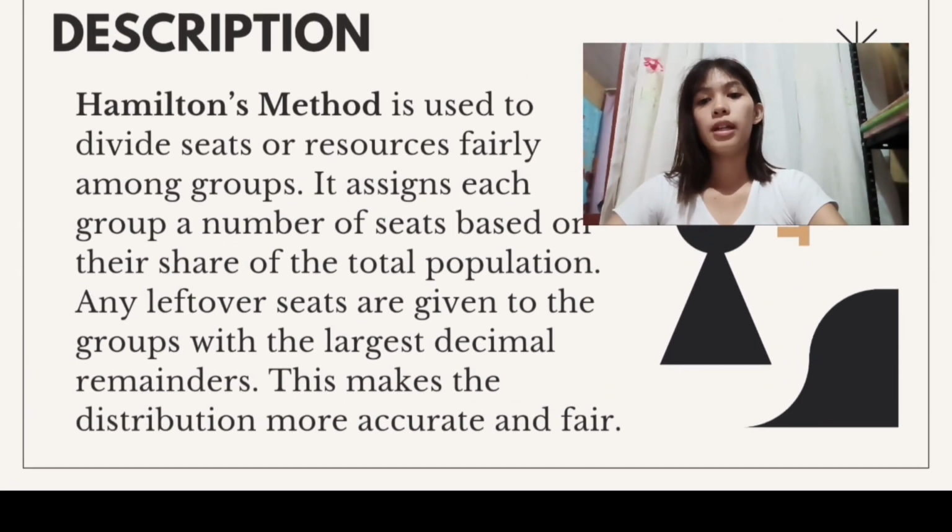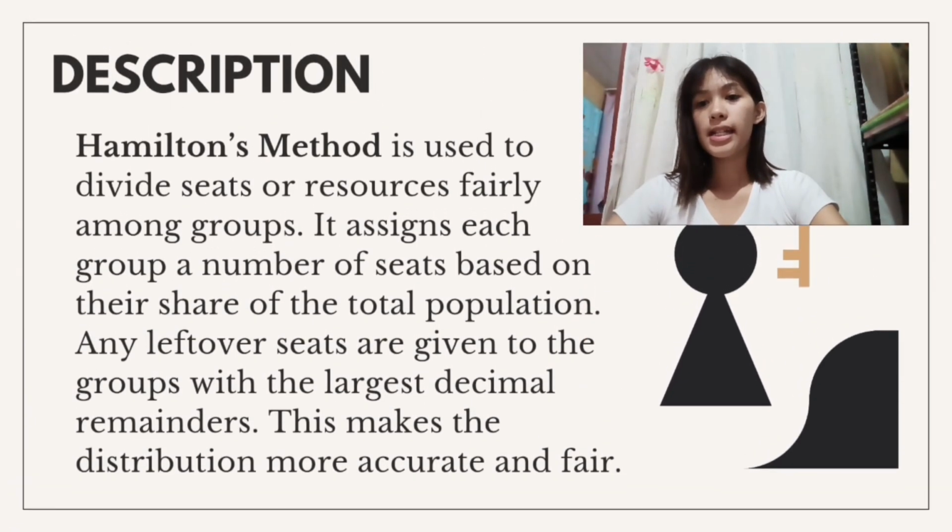Hamilton's method is used to divide seats or resources fairly among groups. It assigns each group a number of seats based on their share of the total population. Any leftover seats are given to the group with the largest decimal remainders. This makes the distribution more accurate and fair.